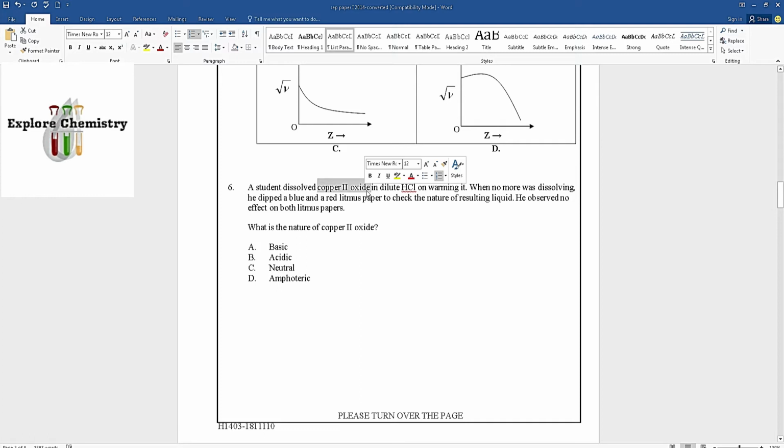Copper 2 oxide has reacted with HCl. It must be a base, therefore it is reacting with HCl. And whenever a base reacts with an acid, it converts into salt and water, and salt and water will have no effect on both types of litmus paper, because salt and water are neutral species and litmus paper cannot detect neutral species. So the solution will be neutral whenever acid reacts with base in neutralization. So this copper 2 oxide is basic in nature, therefore its solution with acid is neutral.